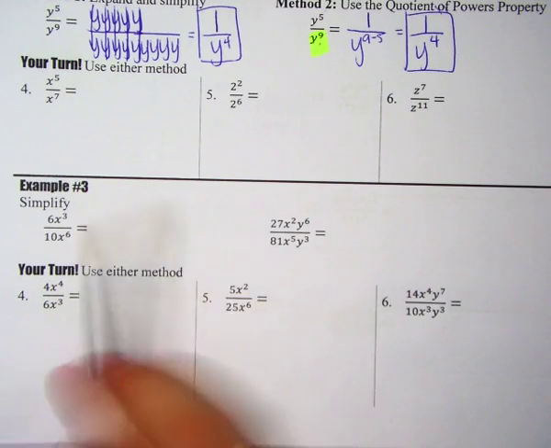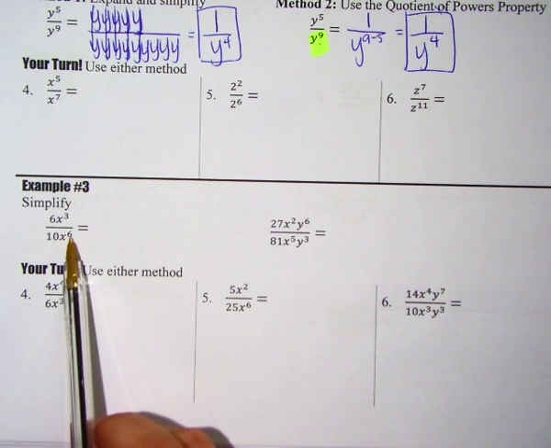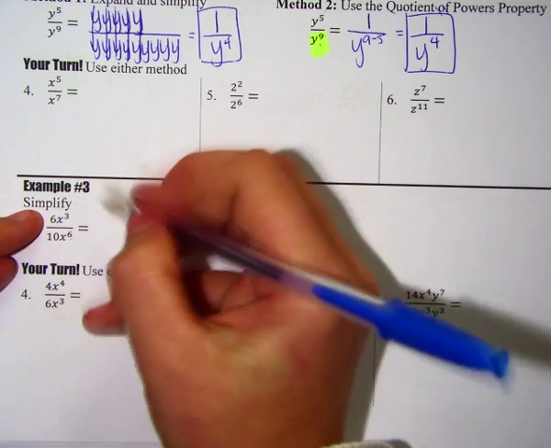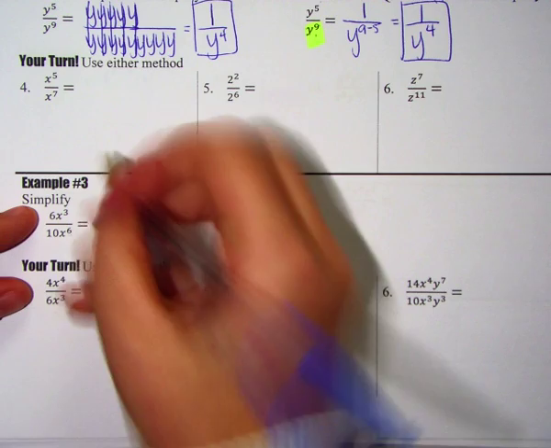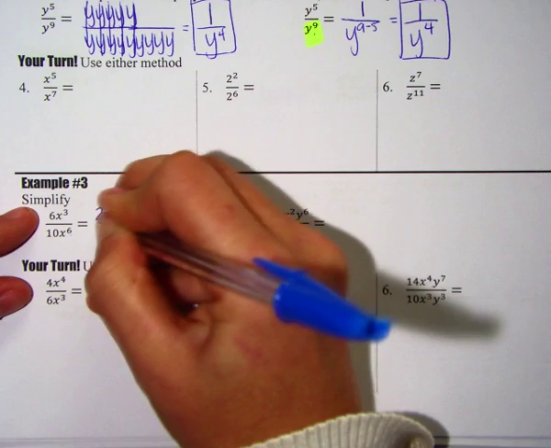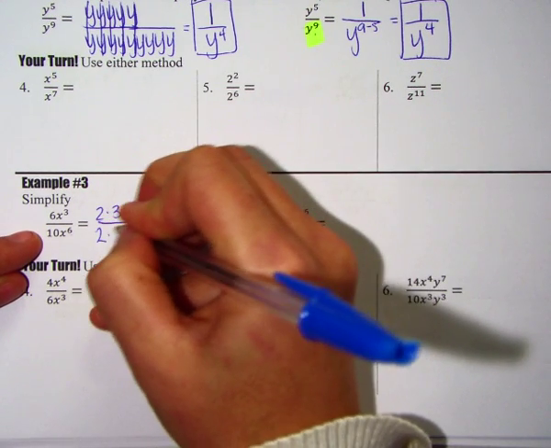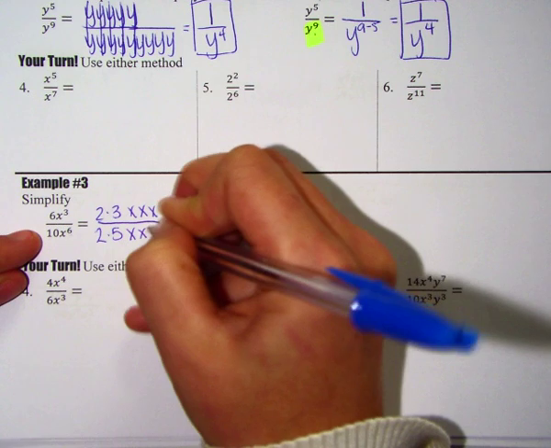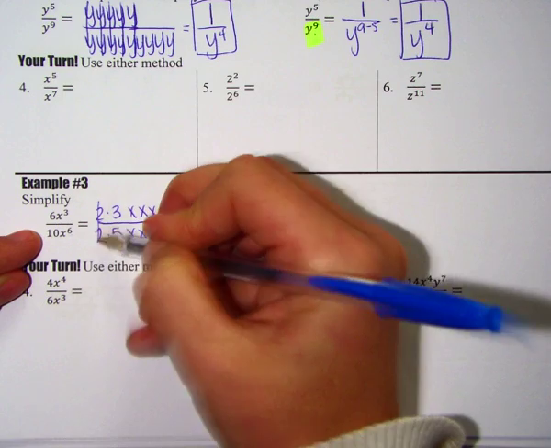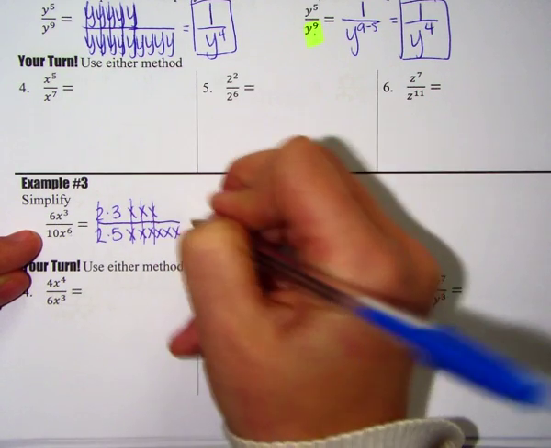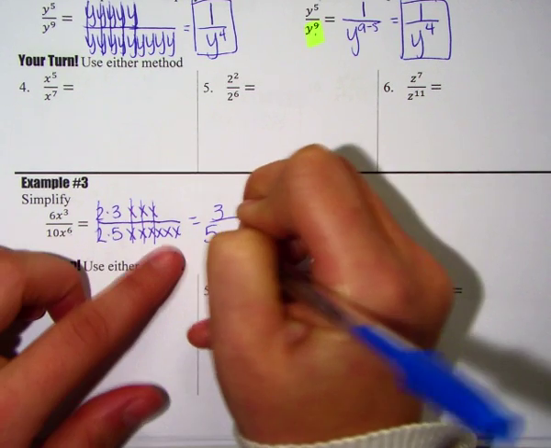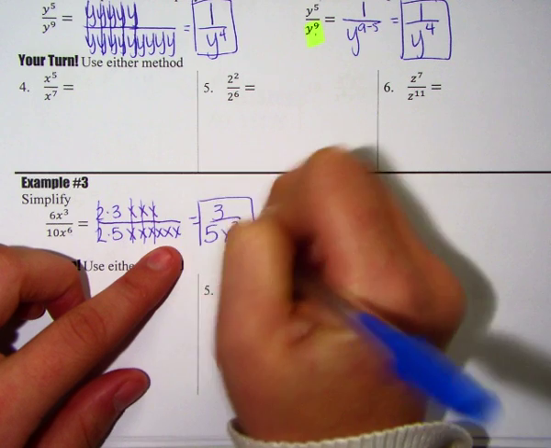All right, example number 3, these are different problems. I'm going to solve the first one by expanding and the second one using the quotient of powers. So I'm going to first expand 6 by writing it as its factors, which is 2 times 3, and then x to the 3rd. 10 is 2 times 5, x to the 6th. Anything divided by itself is 1. I'm left with just a 3 in the numerator, a 5 in the denominator, and x to the 3rd power.